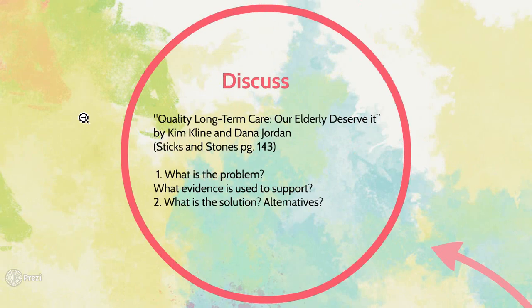So let's go ahead and turn to your reading in Sticks and Stones. We're looking at "Quality Long-Term Care: Our Elderly Deserve It" by Kim Klein and Dana Jordan on page 143. And these are some of the questions I want you to think about when we're talking. If you haven't already, think about what is the problem and how do they use evidence to support it? What evidence do they actually use? Research. And what is the solution? And then do they provide alternatives?